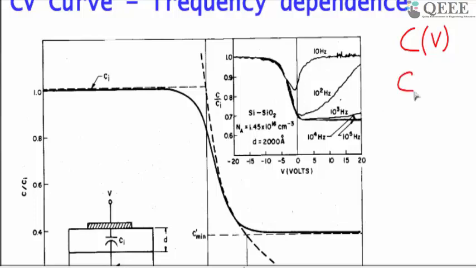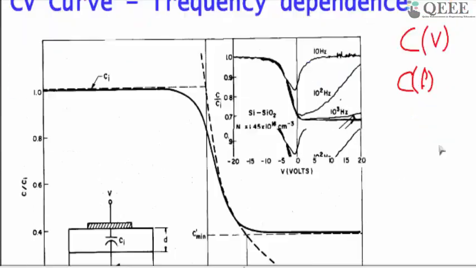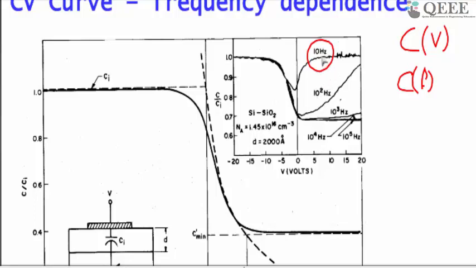The other thing is that the capacitance is also a function of frequency, so you're making a complicated passive element. At very low frequency, around 10 hertz, you get somewhere around Cox. But as you increase the frequency, even from 10 hertz to 100 hertz, Cox goes down. From 100 to 1000 hertz, and at around 10 kilohertz, 100 kilohertz or 1 megahertz, it doesn't change.